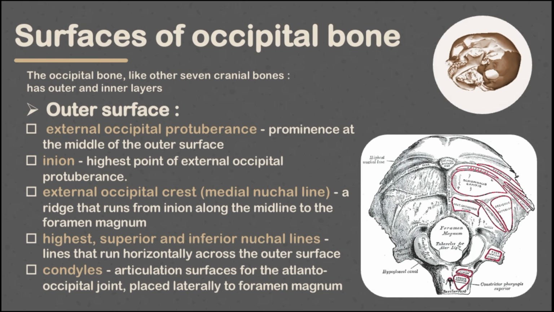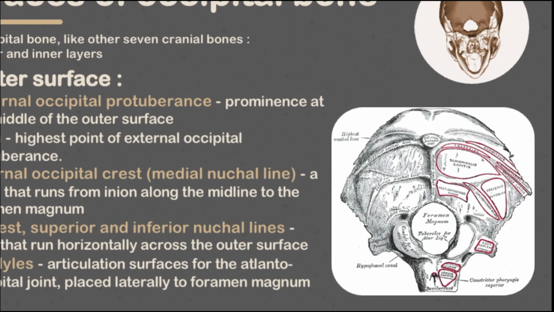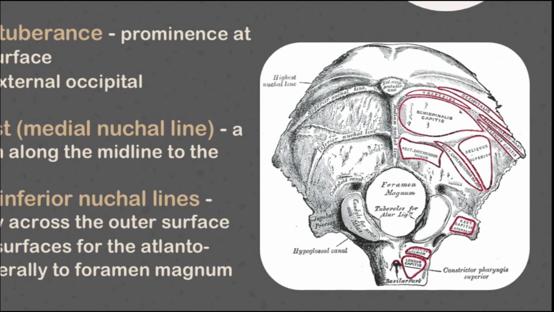The occipital bone, like other cranial bones, has outer and inner layers. From the outer surface of the occipital bone, we can identify 5 important structures, which are the external occipital protuberance with its inion process, highest nuchal line, superior nuchal line, inferior nuchal line, the external occipital crest or median nuchal line. Also, we can see the occipital condyles.